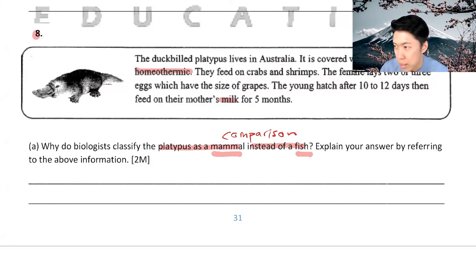Okay? So first thing first, platypus is a mammal because we say that the young feeds on mother's milk and it is homeothermic. So number one, the young of platypus feed on its mother milk and it is homeothermic. Then number two, only we say fish no milk and poikilothermic.